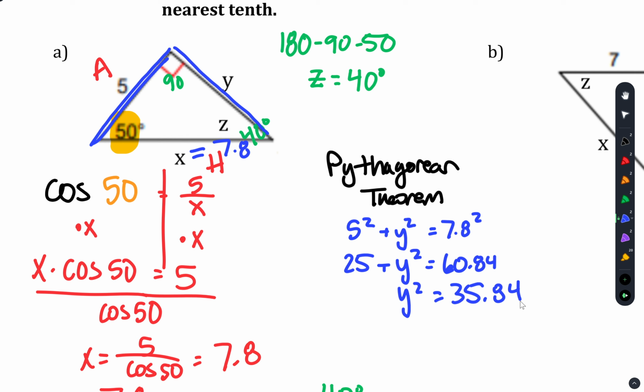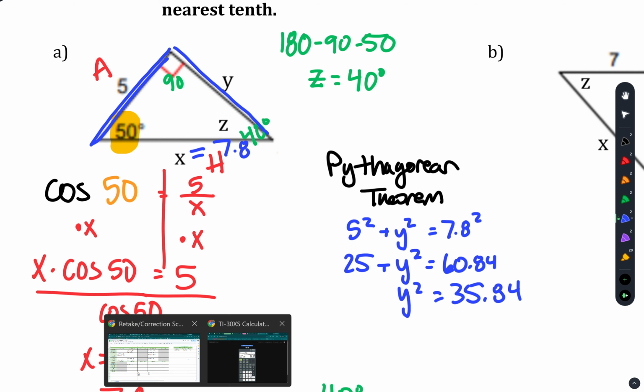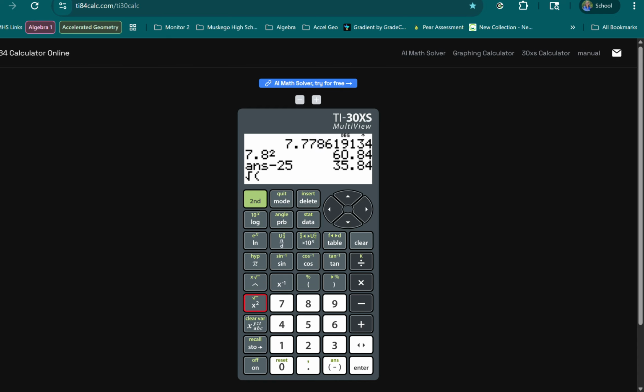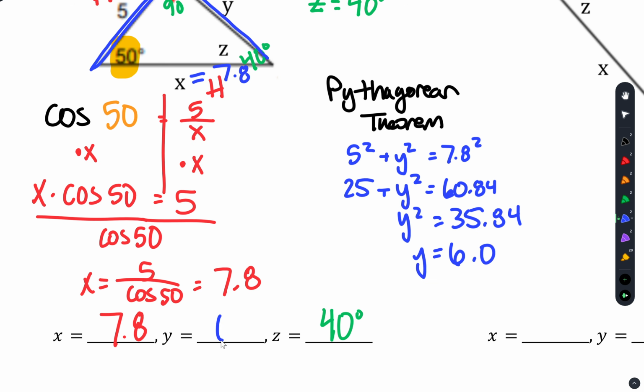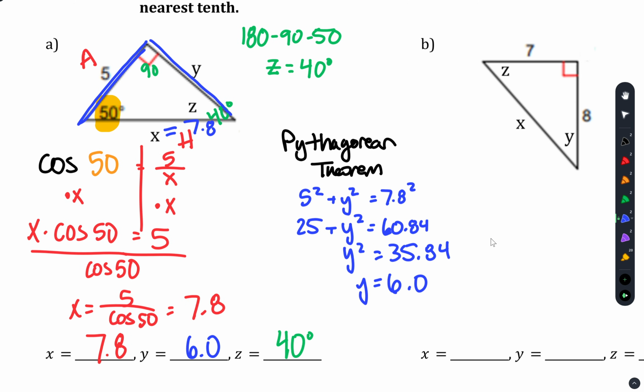And then square root both sides. I'm going to do square root of my answer. I got 5.98, which I'm going to round up to 6. Questions on that? Okay, so let's just recap.